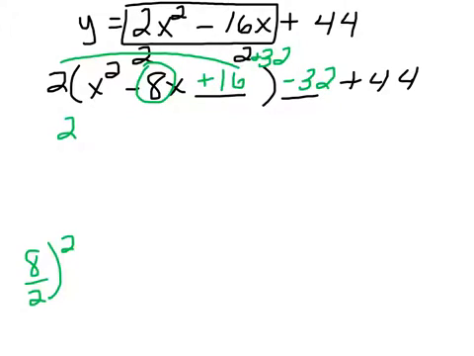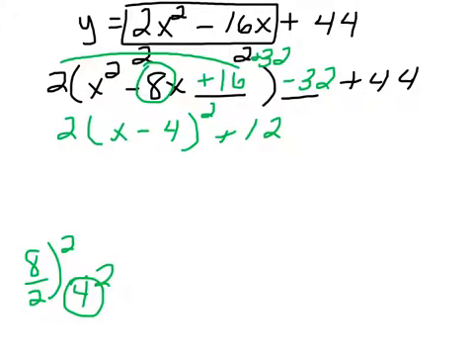I have the 2 out in front, break up my x squared, bring down my minus sign, and what times what gives me 16 adds to give me 8, and that's going to give me 4. You also had my 4 down here from 8 divided by 2, which is 4. A lot of kids bring that right up. Negative 32 plus 44 is going to give me a positive 12.